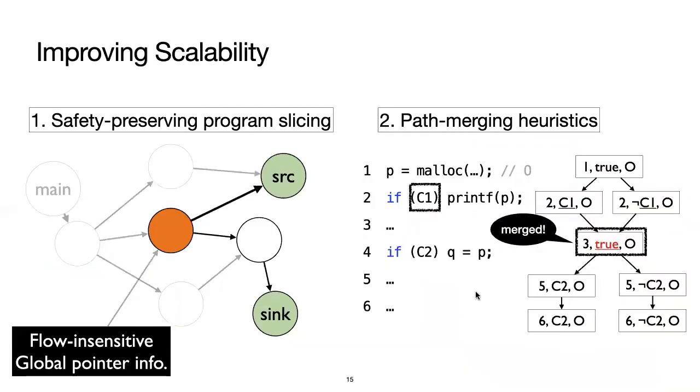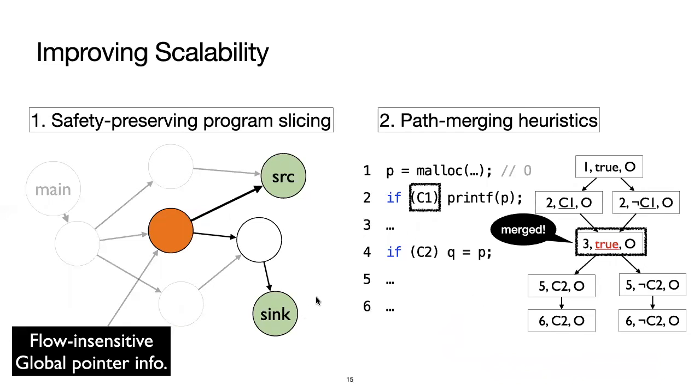The core idea of SAVER is not applicable to huge programs because OFG describes inter-procedural flow and flow-sensitive heap information, so computing it for the entire program is very costly. So we came up with two heuristics to improve the scalability.